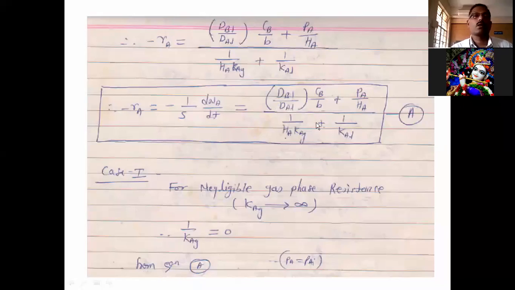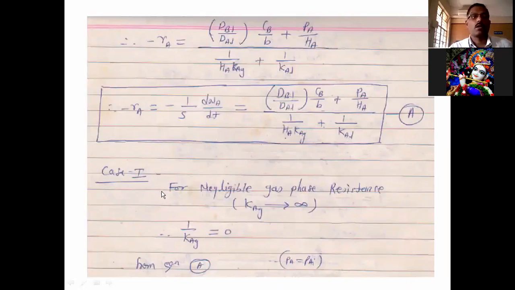This is for the instantaneous rate of reaction, so rate of reaction for the type of case A and B. Case A means we obtain this equation, we write 1 upon Ha into Kg plus 1 upon Kl. This is the resistance. 1 upon Ha into Kg means 1 upon Kg, that is the mass transfer resistance in the gas stream. And 1 upon Kal, that is the mass transfer resistance in the liquid stream. So here case 1 we see, this is the equation we obtain.